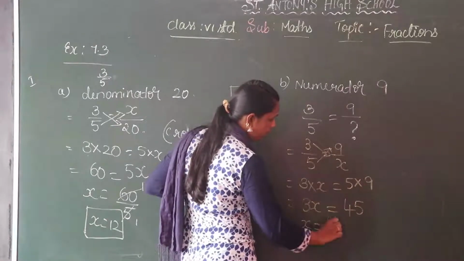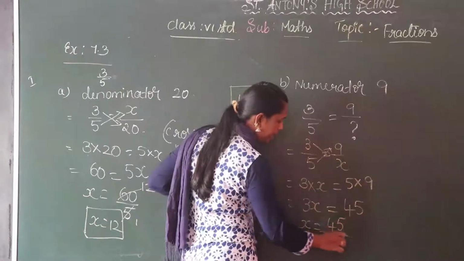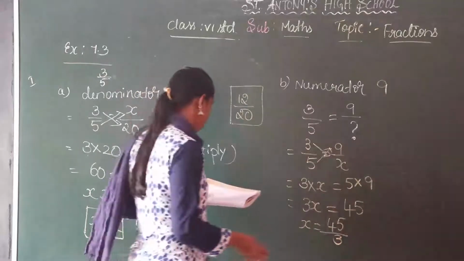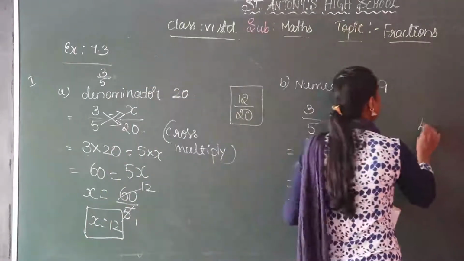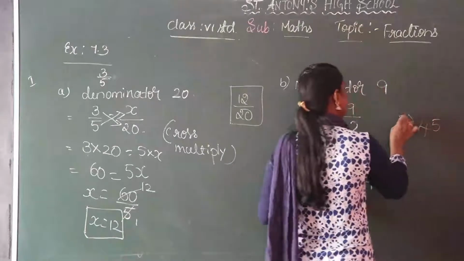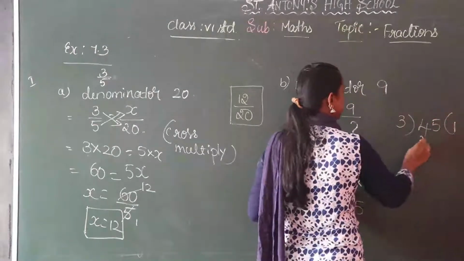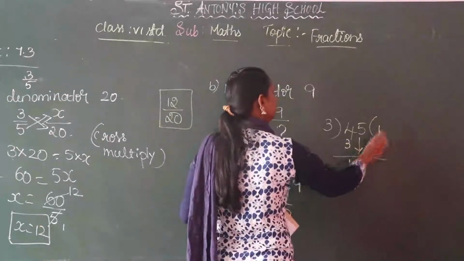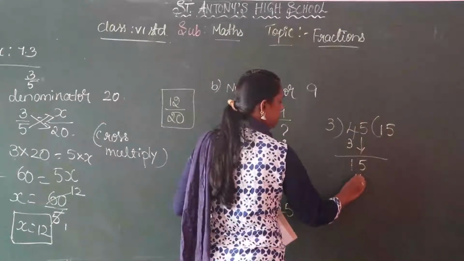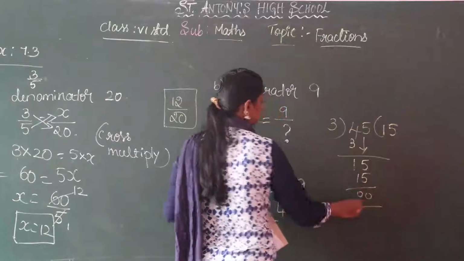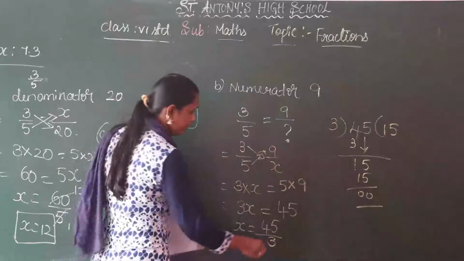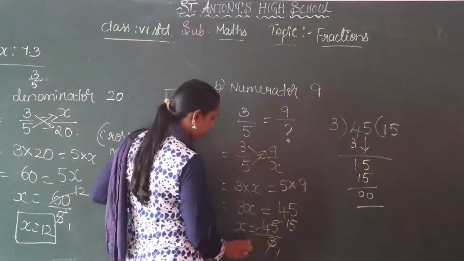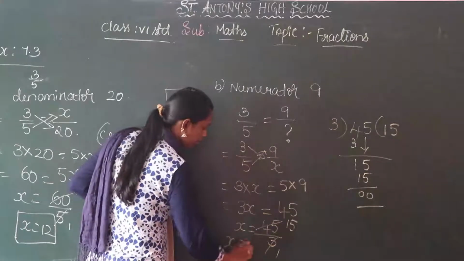x is equal to 45 divided by 3. So divide 45 by 3. If you don't know, write it in the working column. 3 ones are 3. Remainder 1. Take 5 down. 3 fives are 15. Remainder 0. So 3 ones are 3, 3 fifteens are 45. So x is equal to how much?